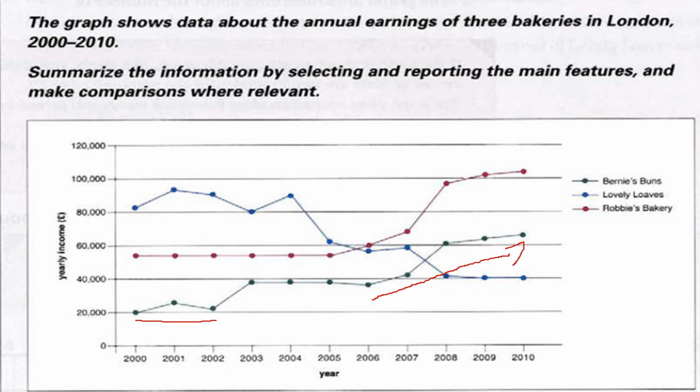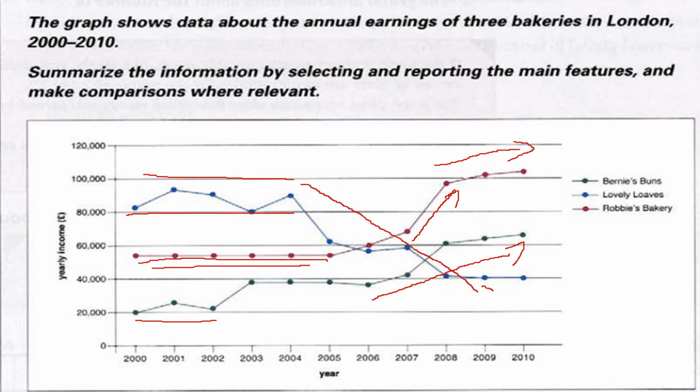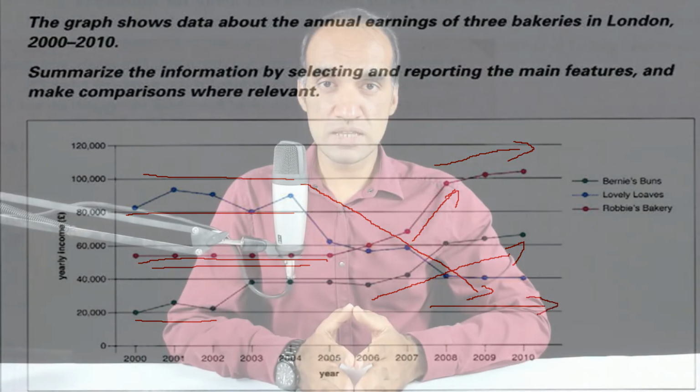The second detail would be of Robbie's Bakery. As you can see, its trend was similar at first, but there was no change in income for the first 5 years. And then a dramatic increase to 100,000 till 2008, and then a slow rise to 105,000 in the last given year. The last detail is of Lovely Loaves. It's clear that its income had some rise and fall for the first 4 years, and then it kept falling to 40,000, and lastly income remained stable in the last few years.